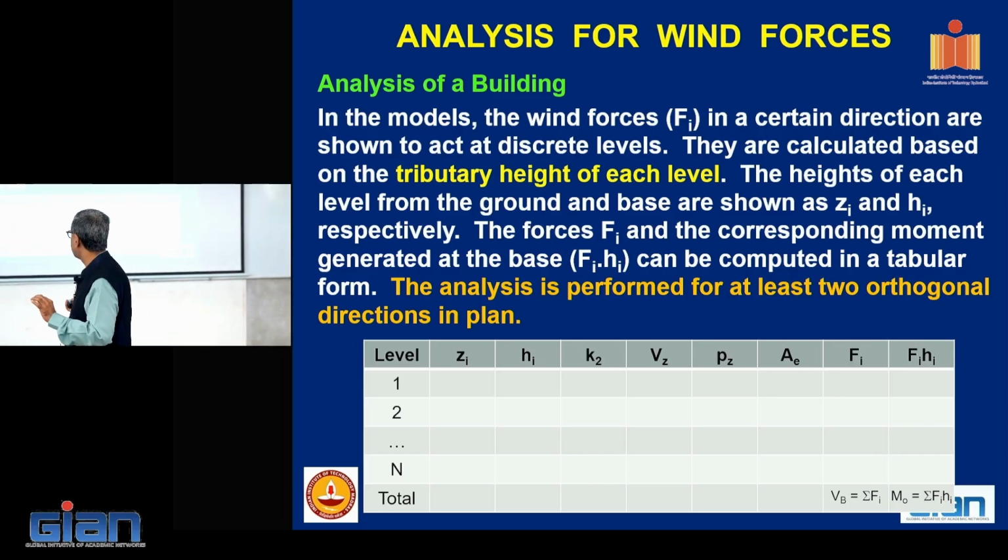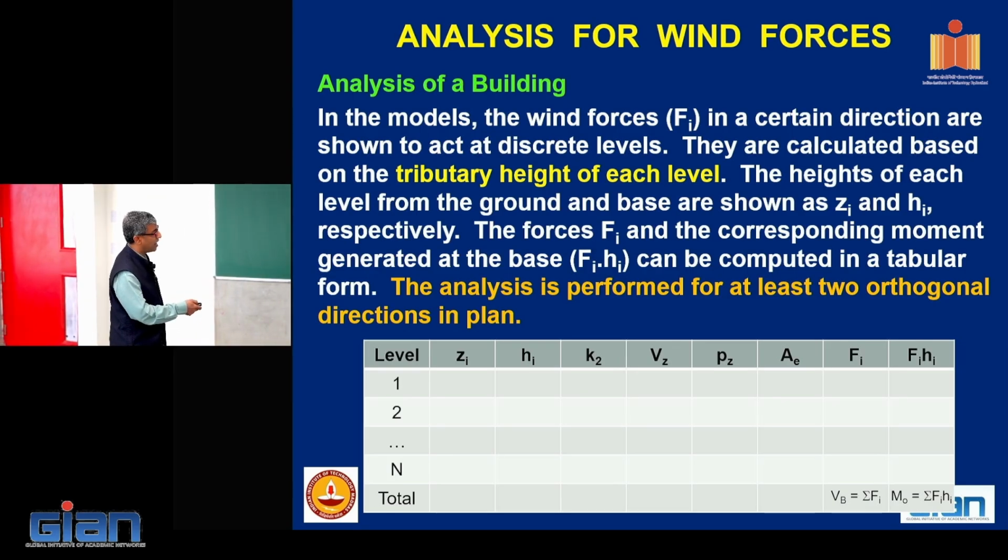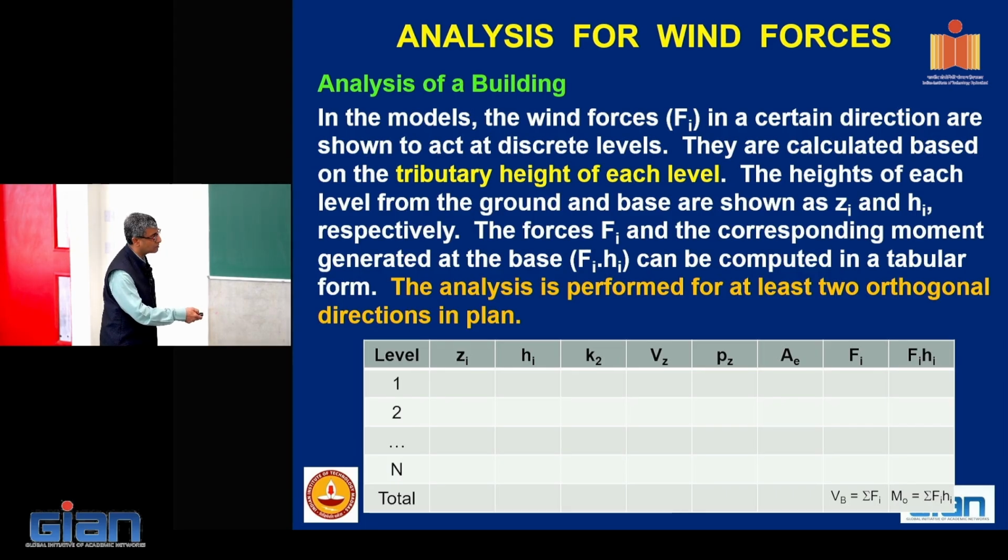And very neatly, you can do a tabular calculation. For the different levels, I'm calculating the heights from the ground level, I'm calculating the height from the top of the foundation, I am getting this K2 factor. K2 factor depends on the height. I'm getting the design velocity, the pressure, I'm calculating the area for each level, and I'm calculating the force. And I'm calculating how much it contributes to the overturning moment. The summation of the force is the base shear, the summation of all this is the total overturning moment. This will be your exercise for the tutorial. Okay, I just want this table.